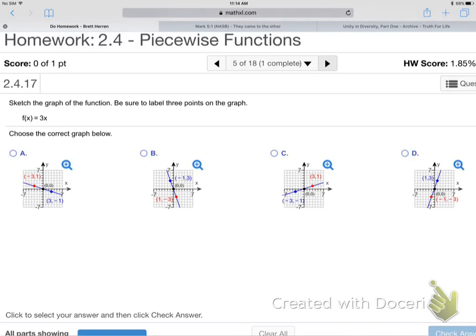So, okay, f of x. F is just y, as you know. So that's just y equals 3x. That's just a straight line. I didn't even put that. I don't even think of that as one of the big 6. That's just a straight line.